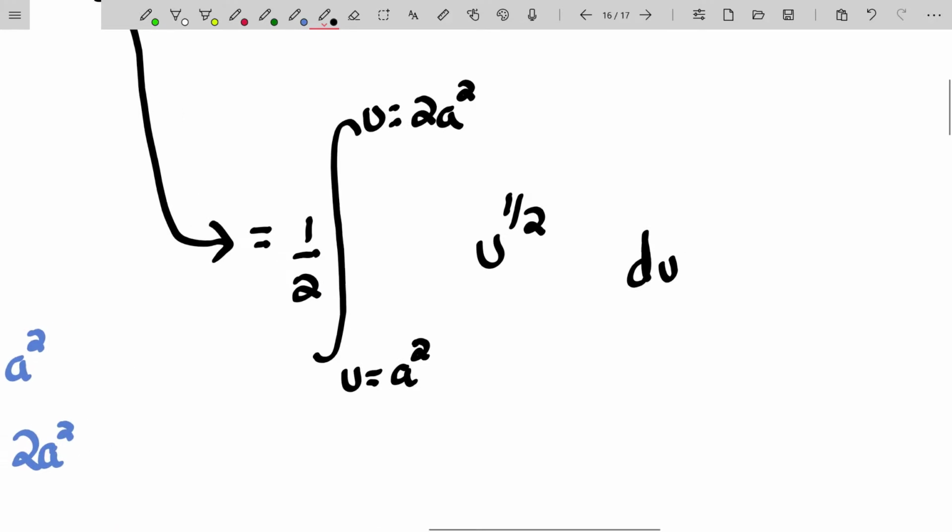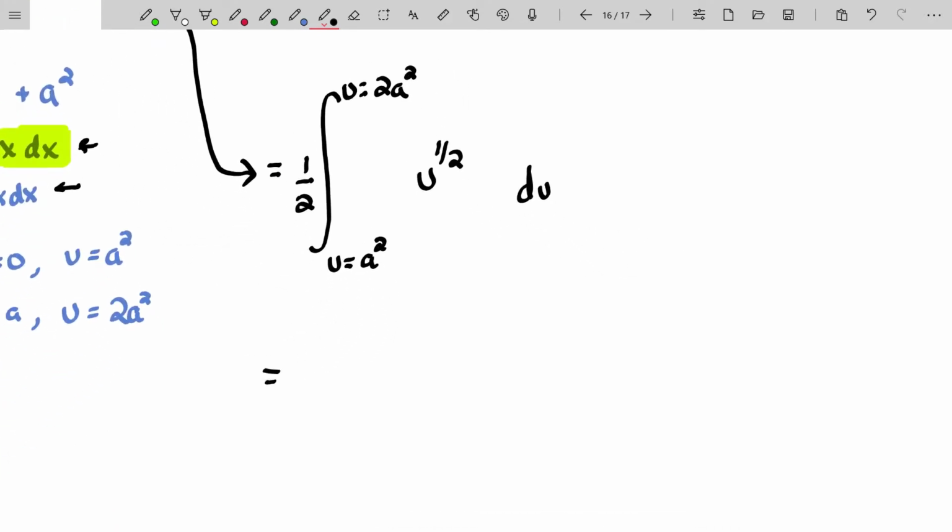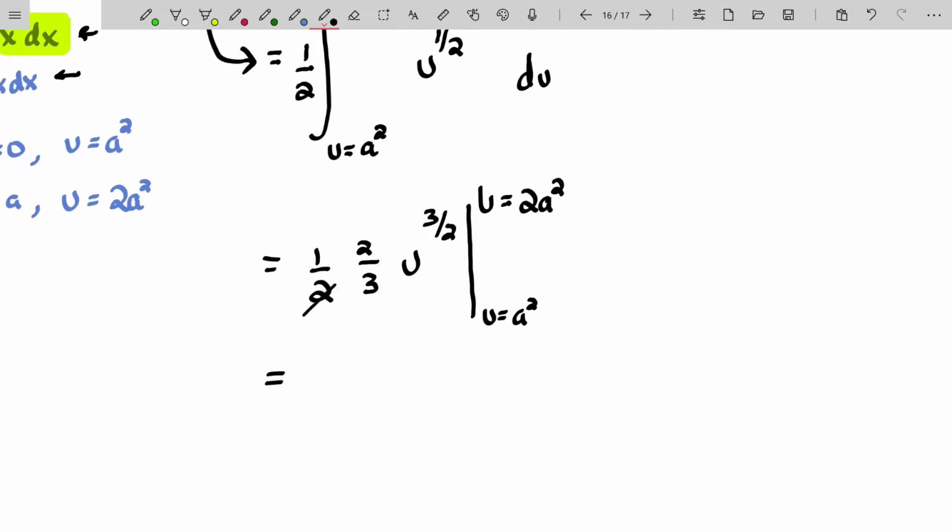Notice how nice that integral is now. We just go ahead and raise the power of u by 1, so it becomes the 3/2 power, and multiply the front end by the reciprocal, 2/3. And we are going to evaluate this from u equals a squared to u equals 2a squared. And you know the 2's cancel there, so you get 1/3. I would probably do it like this. Just put a bracket here so that I can keep the constant outside.